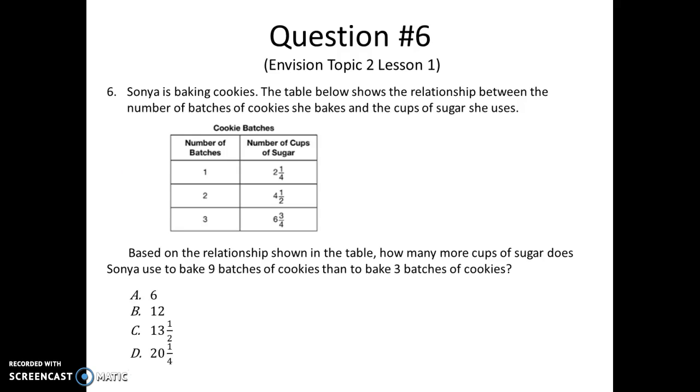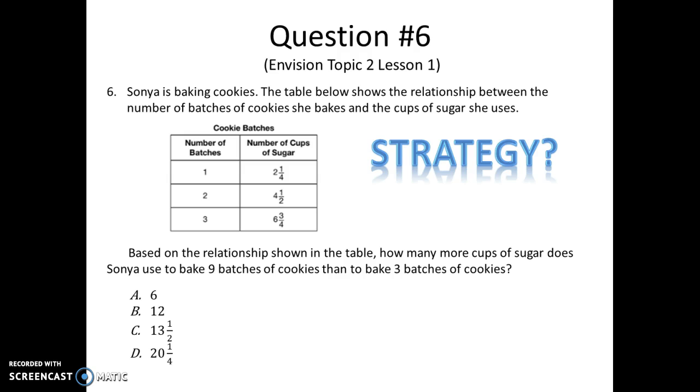Question number 6. Sonya is baking cookies. The table below shows the relationship between the number of batches of cookies she bakes and the cups of sugar she uses. Based on the relationship shown in the table, how many more cups of sugar does Sonya use to bake 9 batches of cookies than to bake 3 batches of cookies?